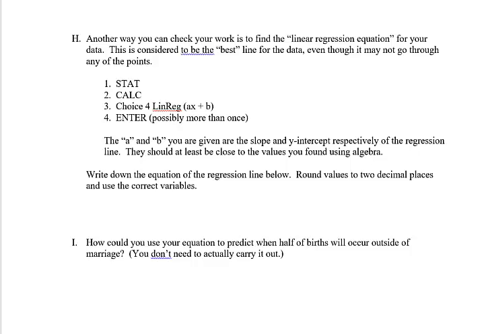Back to the handout, we're asked in letter H to go ahead and write down the equation of that regression line that we just found, rounding the values to 2 decimal places and using the correct variables. If you look back at your calculator, that means we'll round the slope off to 0.69 and the y-intercept to 20.03. Our variables in this problem are p and t, so that's going to give us p equals 0.69t plus 20.03.